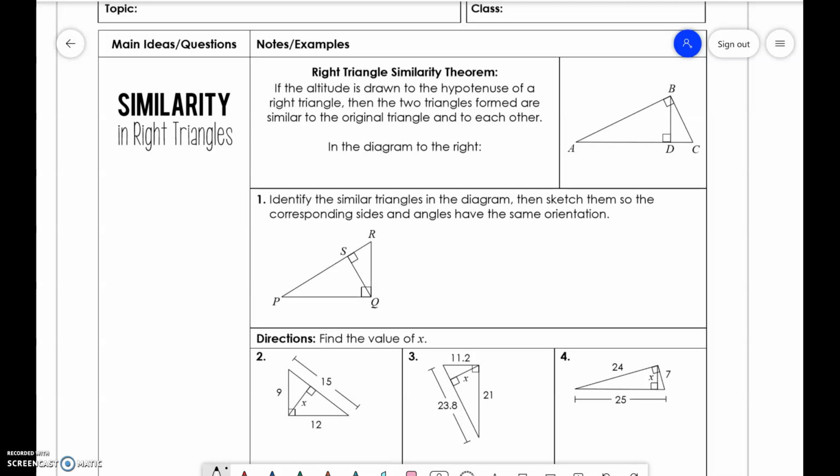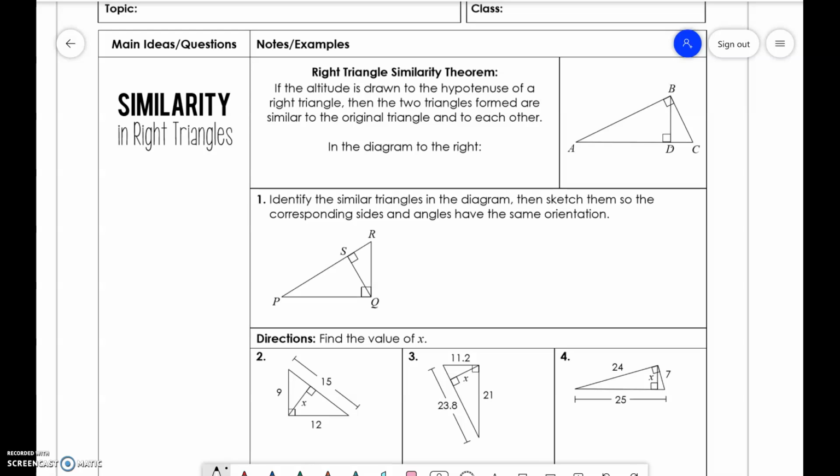Hey everybody, we're going to talk about similar right triangles. So this theorem applies for when we only have a large right triangle and the altitude, which goes from the highest right angle, which would be B, to the base. It makes three similar triangles.